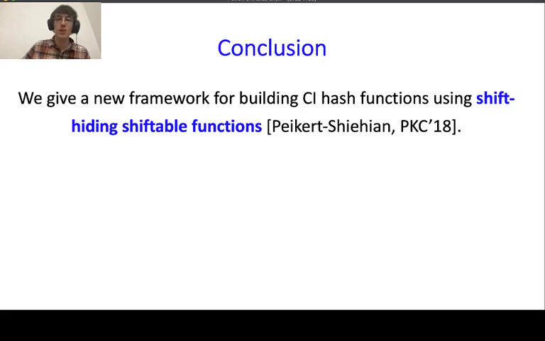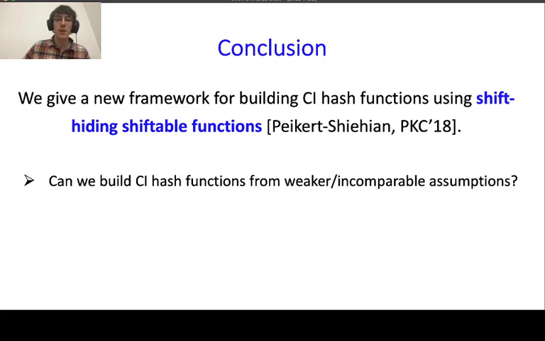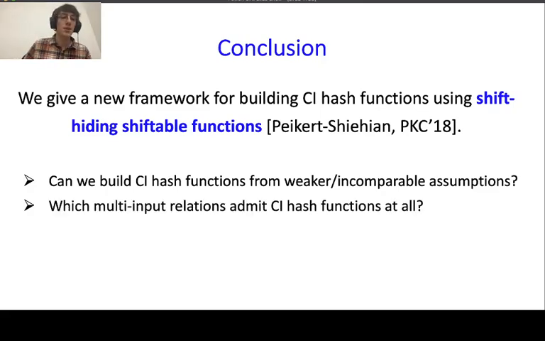As a result, we make some progress on the following two questions. Can we build correlation-intractable hash functions from weaker or at least incomparable computational assumptions to what was known before? And the other question is, for which relations is correlation-intractability instantiable under any assumption? These are the goals that we had in mind, and I think that this is a neat new approach for maybe making progress on these questions.